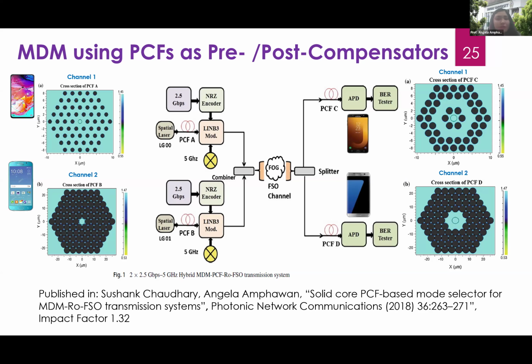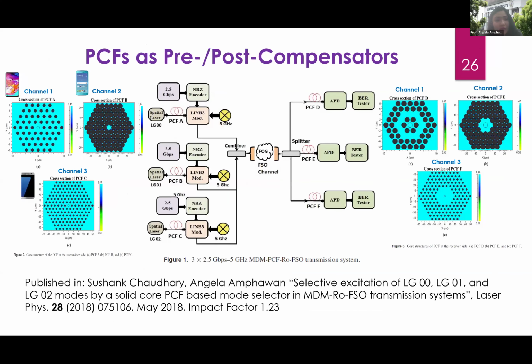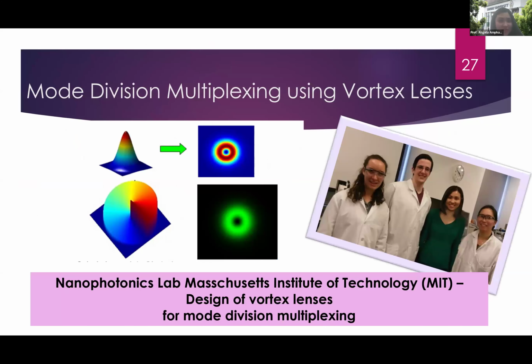So what I'm showing here are some of the basic modes that we have. We have progressed quite a lot from this, and now we are working towards more advanced modes. If there's anyone working on orbital angular momentum modes or Hermite Gaussian modes, you're most welcome to drop a line. Okay, so here we have vortex lenses.